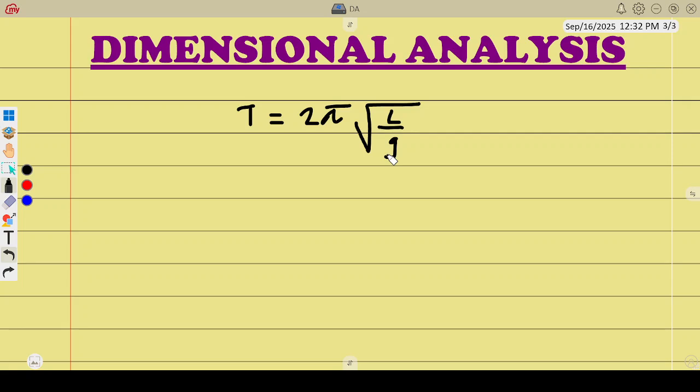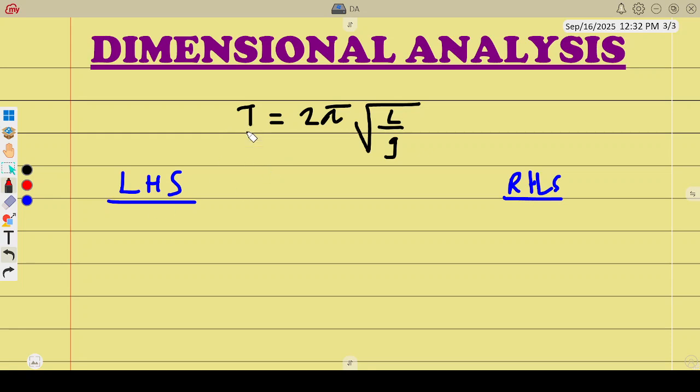Oh, okay. So how to prove that an equation is dimensionally correct? I said you have to consider the left hand side, and you should also look at the right hand side. So for the left hand side, what do we have?